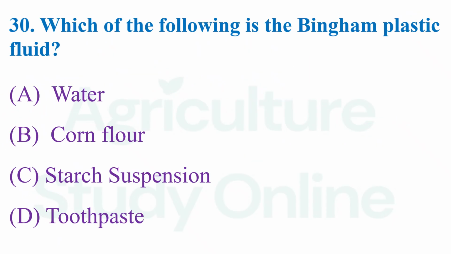Question number 30. Which of the following is the Bingham plastic fluid? So what is Bingham plastic? Bingham plastic basically behaves like a solid at low stress. Means it starts to flow only after a certain yield stress is applied. After that it will flow like a viscous liquid. So water? No, not at all. It's a Newtonian fluid.